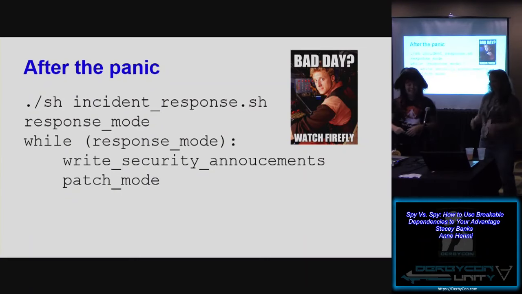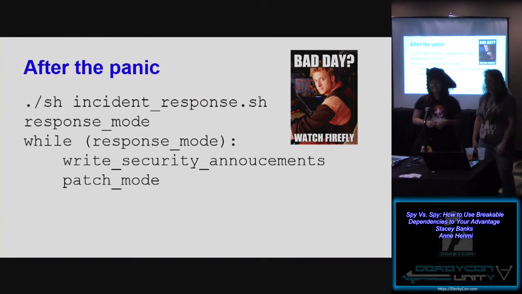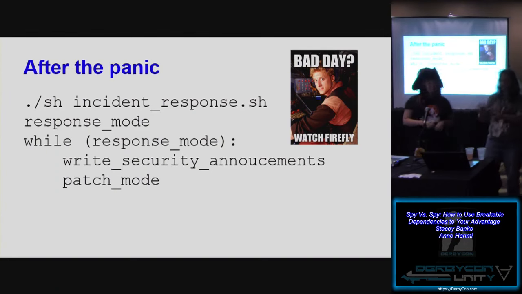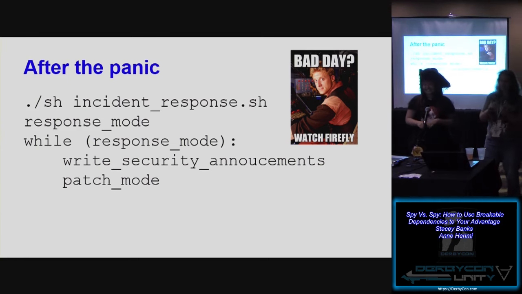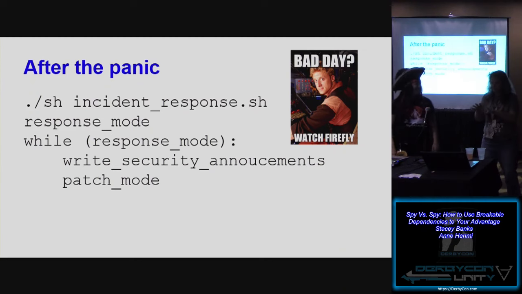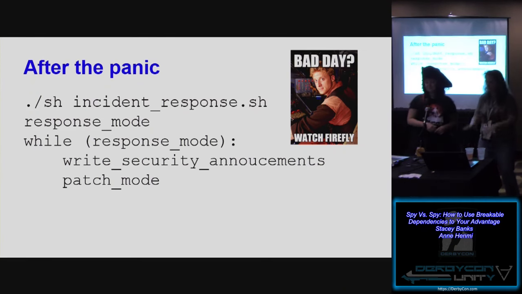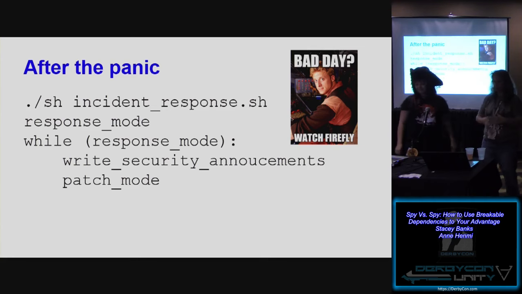So, after the panic, you run your incident response, right? It's a shell script. You always have to run your incident response. I swear it works. So you go into response mode. While you're in response mode, you write your security announcements. You run your CVSS scores to make sure everybody knows the severity of the vulnerability and really hope it's not an easy 10, because 10 is the easiest to break: remote root exploit, doesn't require authentication. You hope it's not one of those. It's usually somewhere in the middle.